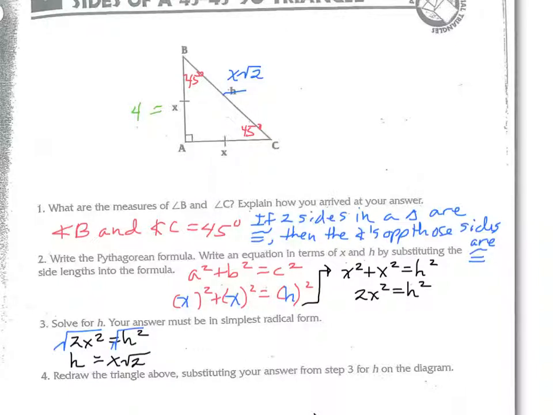What does this side equal? 4. What does this side equal? 4 rad 2. So that's what's nice: if you know x, x, x rad 2, if you know one of the sides, you can easily go, oh, well, the hypotenuse is 4 rad 2. Simple. The problem is, what if I told you the hypotenuse was 4?